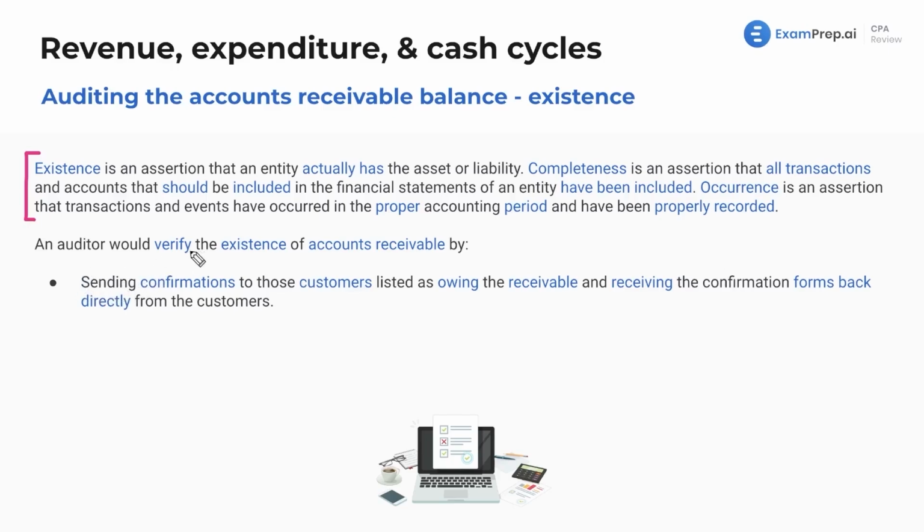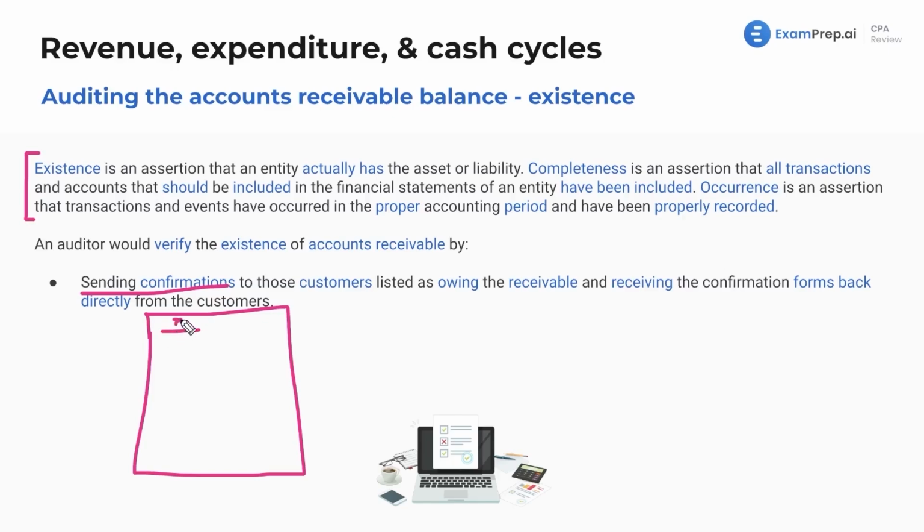Next up here, verify the existence of AR. Really, just as I mentioned before, sending confirmations. These accounts receivable confirmations, like I said, it's a form. When you're auditing your client, you're going to get a list of all the receivables, which are all the amounts presumably owed to the client, and you're going to send them to the customers. And you're going to hopefully hear back from those customers because they're independent third parties. They're going to say, oh yeah, I actually do owe your audit client X amount of dollars.